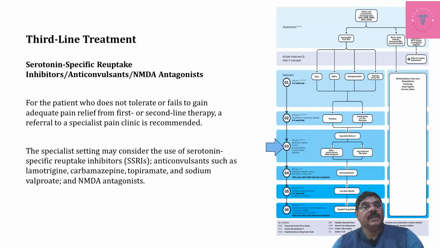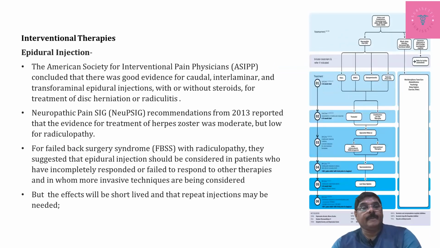Third line treatment should be taken over by specific pain physicians or specialists who will take care of the pain management. So we should refer to them. They include serotonin specific reuptake inhibitors, anticonvulsants, and NMDA agonists. These are all the drugs that can be prescribed by the specialist doctors to treat neuropathic pain.